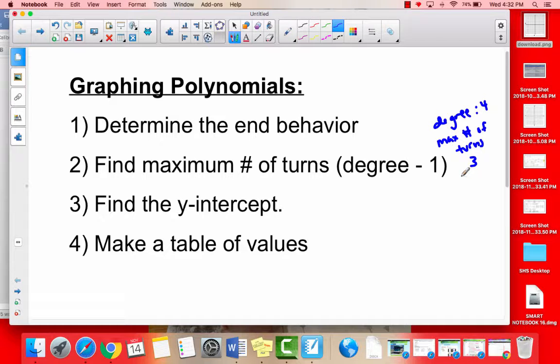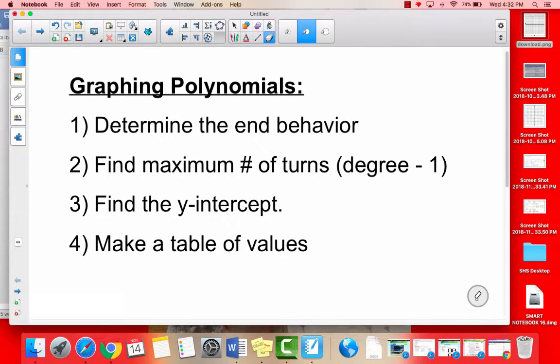Now, keep in mind that just because it says the max number of turns is 3 doesn't mean it has to have 3 turns in it. Some graphs will have the full number, some graphs will have less, and it just depends on the equation that you're given. All right? And then once you've found those things, then you're going to find the y-intercept.